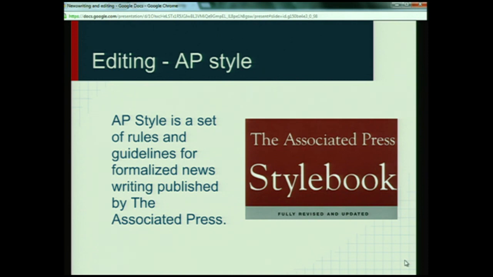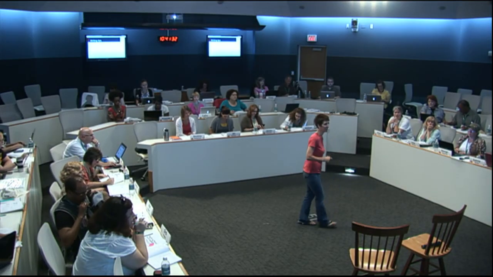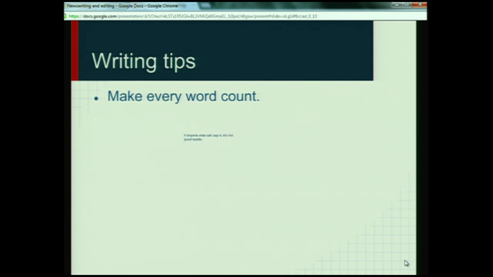You're getting one of these in your box if you haven't already. You will get an AP style book. At least have one in your newsroom, if not more. They come out with a new one every year, but maybe get a new one every couple of years. Yes, they do, and you can find it online. Yep, definitely.